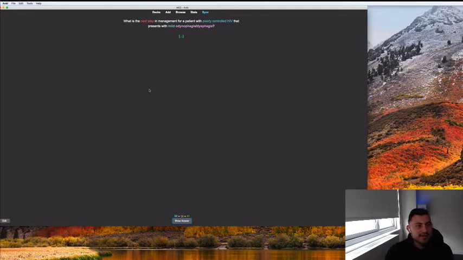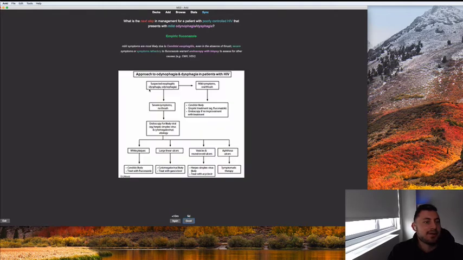This one says: what is the next step in management for a patient with poorly controlled HIV that presents with mild odynophagia or dysphagia? The answer to this is going to be empiric fluconazole. The only reason I know this actually is because I just got it wrong. So let's take a look. This is actually a good example because it's something I just got wrong. So empiric fluconazole.